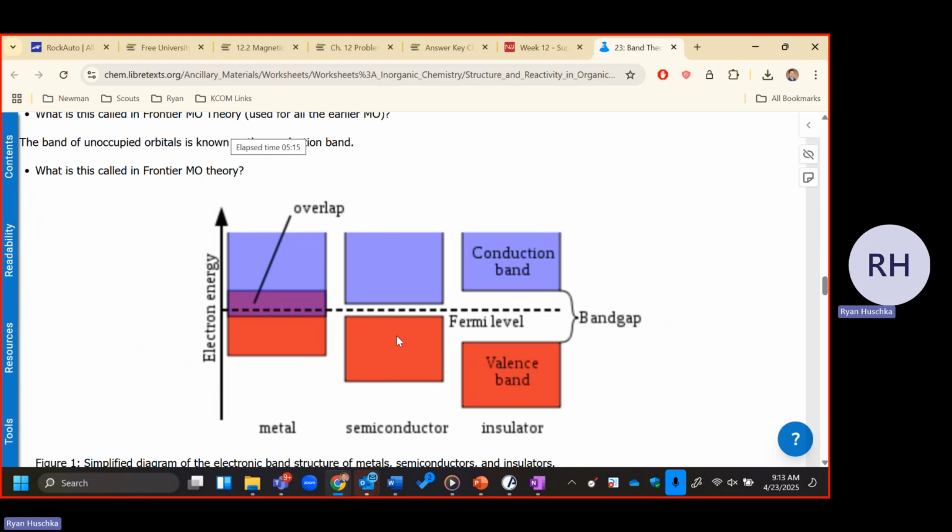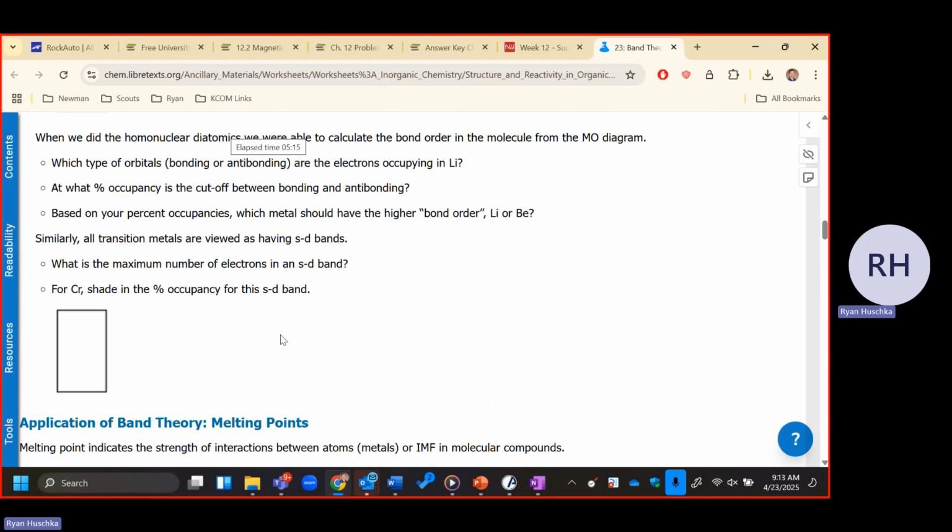There we go. Okay, so right, there you go. So your valence band below and your conduction band above, right? And we're kind of in this metal region right here where you have that overlap between your valence band and conduction band. All right.